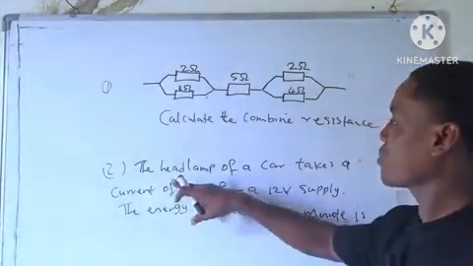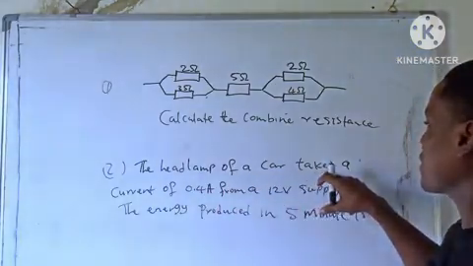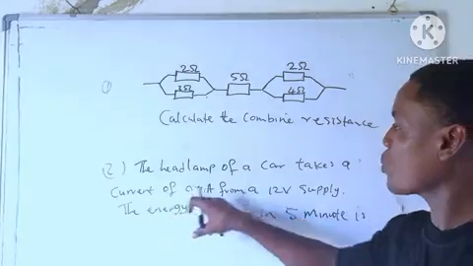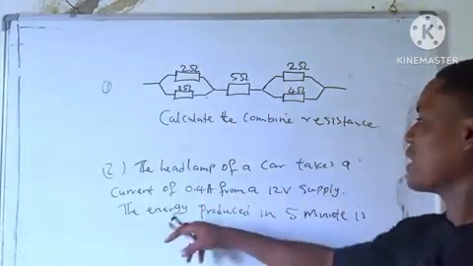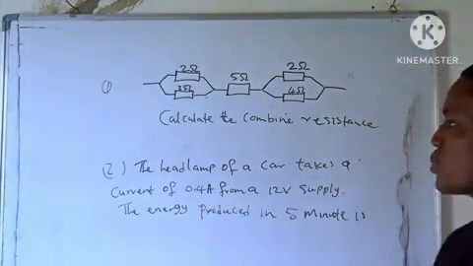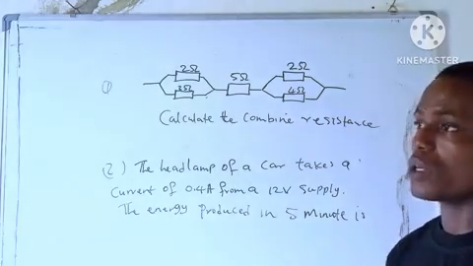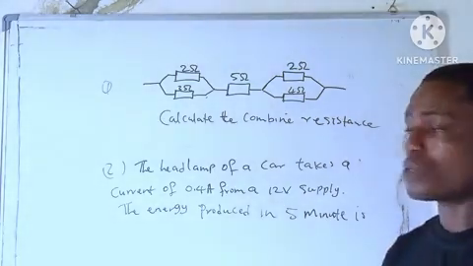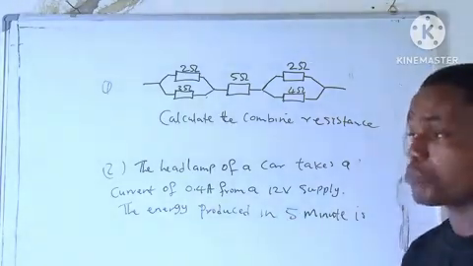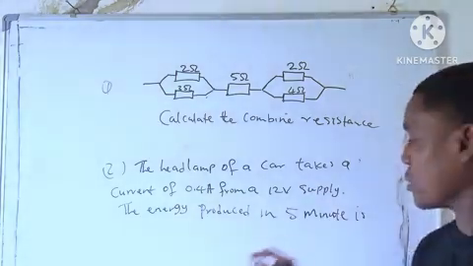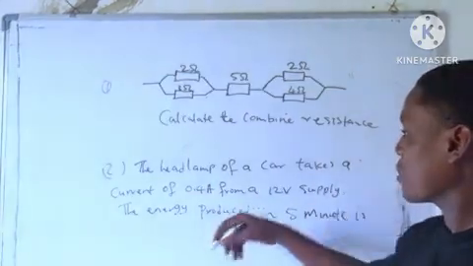And then look at the second one. The headlamp of a car takes a current of 0.4 ampere from a 12-volt supply. The energy produced in 5 minutes is what? You know the formulas now, I gave you all the formulas you need in the exam. So please take note. Apply one of those formulas and make sure you do the proper conversion. You convert minutes to seconds. Then write down the values now.